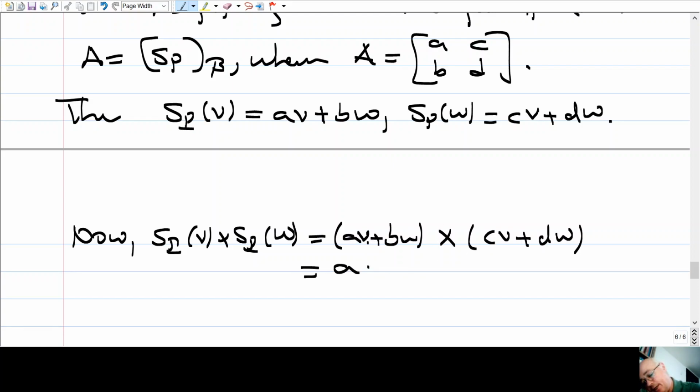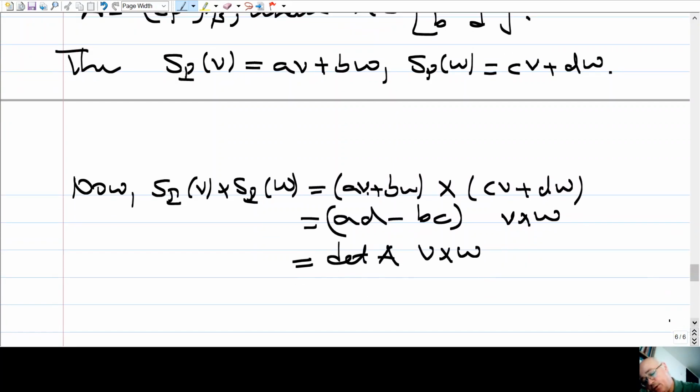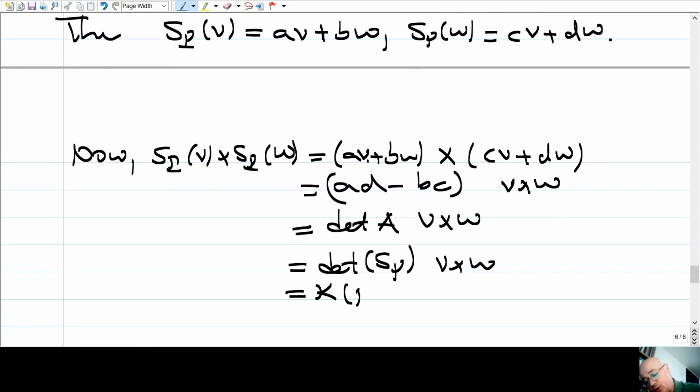A times D V cross W, and then B times C W cross V, but W cross V is just the negative of this, therefore we have this. And what is this? This is nothing but the determinant of this matrix. However, we know that the determinant of any matrix representation is nothing but the determinant of the operator, and that determinant is just the Gaussian curvature at P.